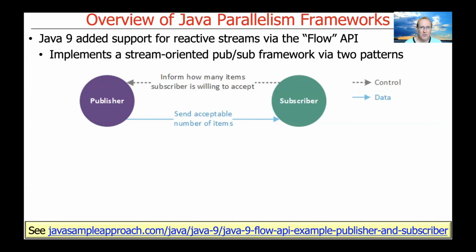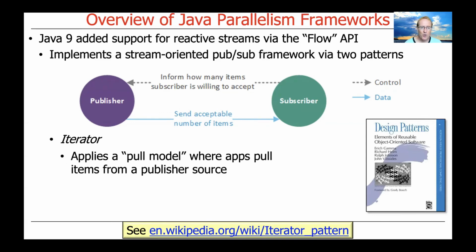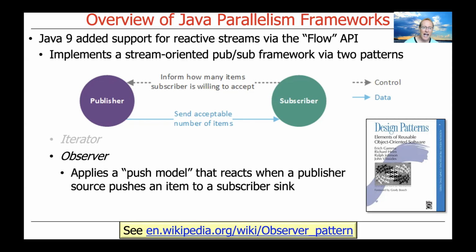that I'm hopeful you're familiar with from taking the 3251 course at Vanderbilt. And the two patterns are iterator, which is a pull model where subscribers pull items from a publisher. So the subscribers will say, I want X number of items, please, and then the publisher will publish that many items. And then there's also a combination with another very famous pattern from the design patterns book called the observer pattern, which applies a push model that reacts when a publisher source pushes an item to a subscriber sink. So iterator and observer are the two key patterns that are implemented in the Java 9 reactive streams model.